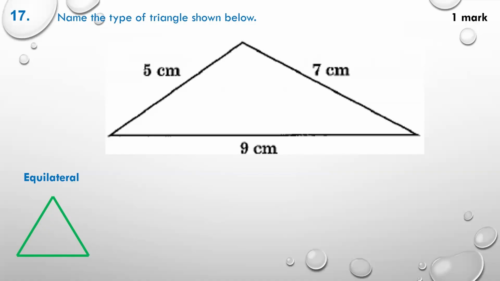What's another type of triangle? An isosceles triangle. Think of an isosceles triangle. What is special about it? 2 sides are the same length. Iso, same. But the third side is a different length. So let's look at it. Do we have 2 sides that are the same above? No, we don't.